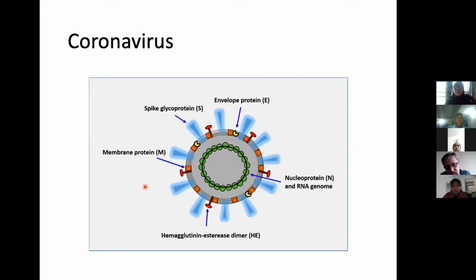So the problem with coronavirus is that it is an RNA virus. RNA viruses are prone to mutation. So the development of a detection system is quite tricky because of the RNA as well as the mutation of the RNA virus. Those two things are very important: the spike protein as well as the N protein.